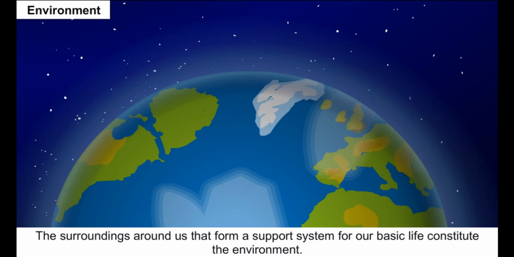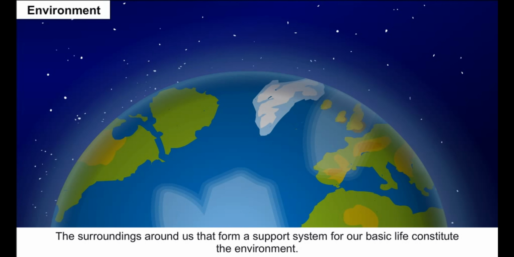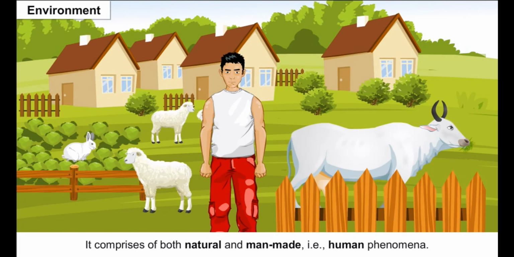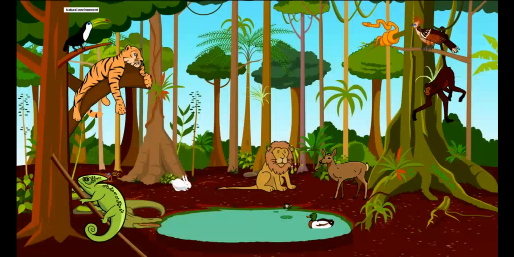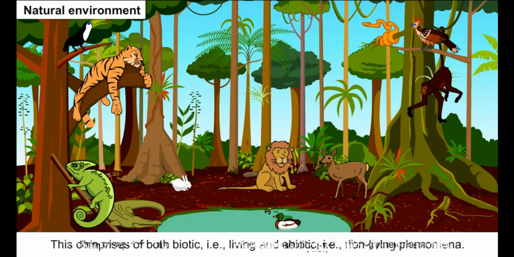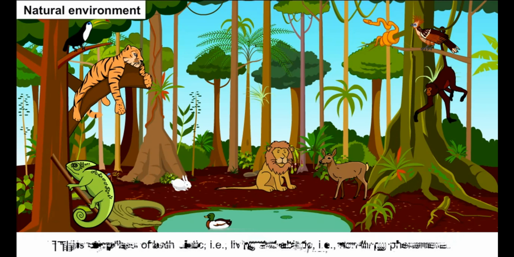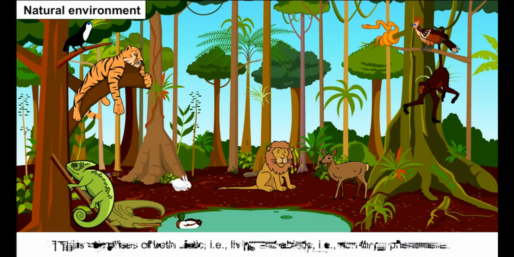Environment. The surroundings around us that support our basic life constitute the environment. It comprises both natural and man-made, that is, human phenomena. All that is present around us, including nature, living organisms, places, buildings, people, air, water, is part of the environment. Natural environment. This comprises both biotic, that is living, and abiotic, that is non-living phenomena.